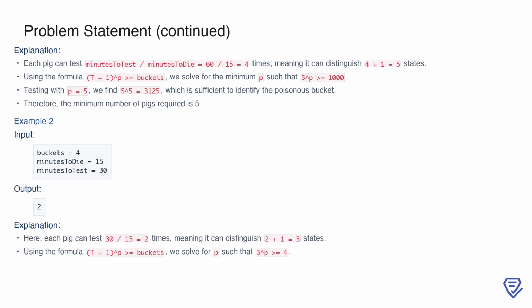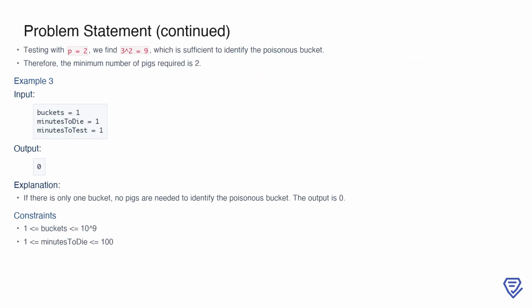This example illustrates how the number of pigs required decreases when the total number of buckets is smaller or when the available testing time increases, allowing each pig to test more states. To reinforce this concept, let's consider a simpler scenario. If there is only one bucket, the solution becomes straightforward. Since there's no ambiguity about which bucket is poisonous, no pigs are needed to perform any tests. The output in this case is 0.